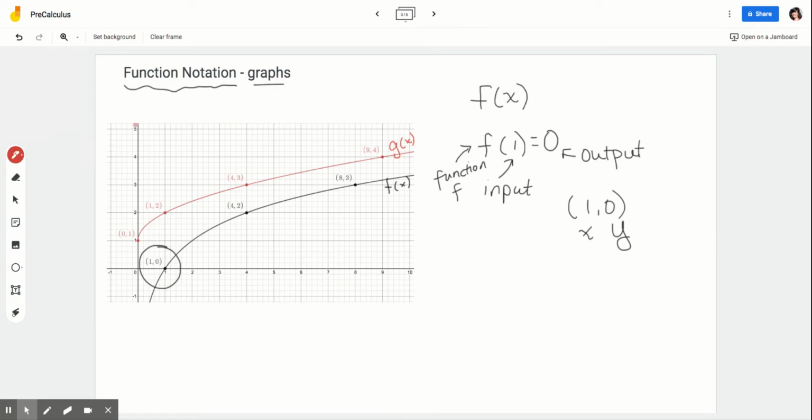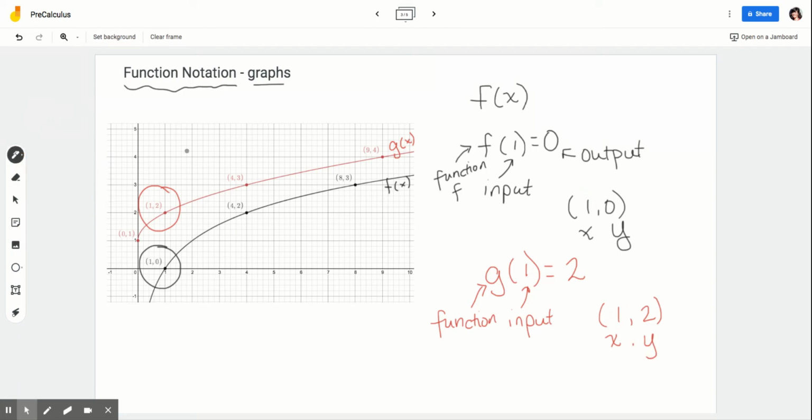What if instead I wanted g of 1? So that means I now want the input of 1 on the g function. So now I'm looking at a different function. So it could have the same output. It could have a different output. It could have a related output. It could have a non-related output. So in this scenario, when I plug in 1 to the g function, I get out 2. So when x is 1, y is 2. Notice, if we just said x and y, it would be confusing as to which function we were talking about.